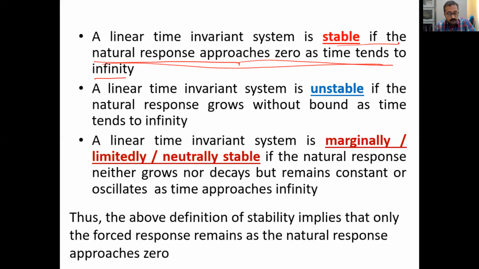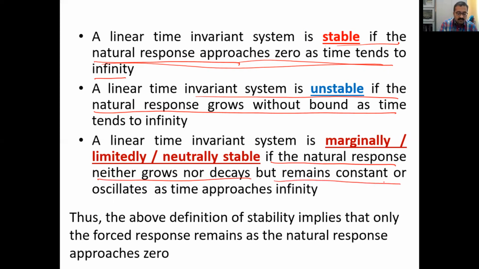Got it? Now moving on, an LTI system is unstable if the natural response or the impulse response grows without bound as time tends to infinity. So if the impulse response grows without bound, then the LTI system is unstable as per this stability notion. There may be cases where the impulse response or the natural response neither grows nor decays. It simply remains a constant or oscillates as time approaches infinity.